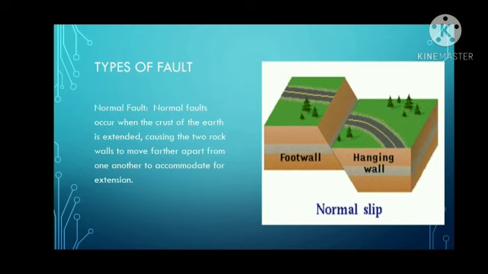Next, we have the types of fault. First one, we have the normal fault. Normal faults occur when the crust of Earth is extended, causing two rock walls to move farther apart from one another to accommodate for extension. So in terms of how we describe a normal fault, the footwall is higher than the hanging wall. That is a normal slip or a normal fault.